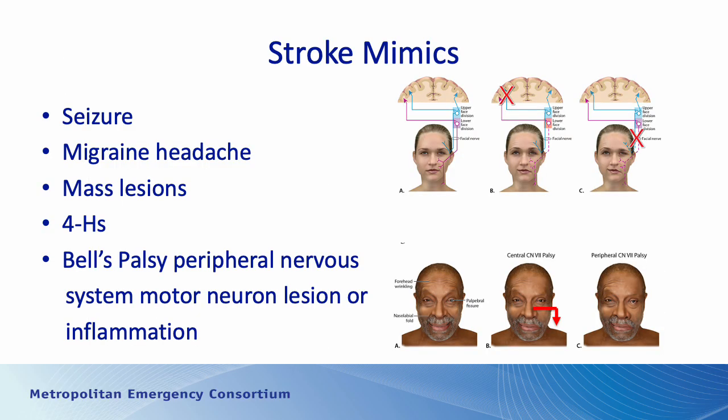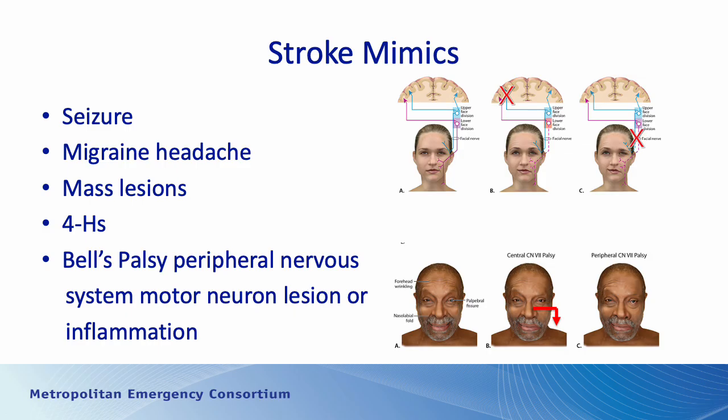So before I finish up, I do want to talk a little bit about stroke mimics, things that could make you think that the patient has a stroke, but maybe they're not, things we need to exclude. Think about seizures. So patients can have neurological deficits after the seizure while they're postictal, and it may look like a stroke, or they could have a focal seizure and they may have stroke-like symptoms as part of the seizure.